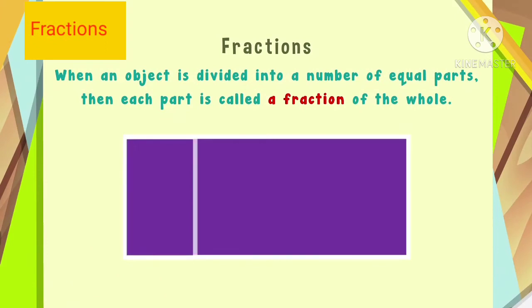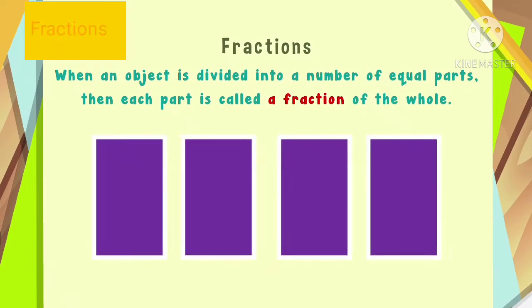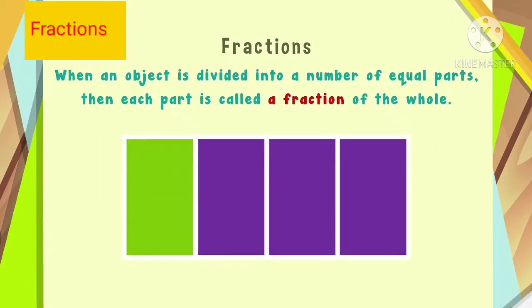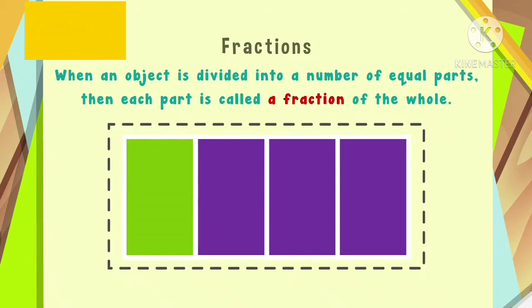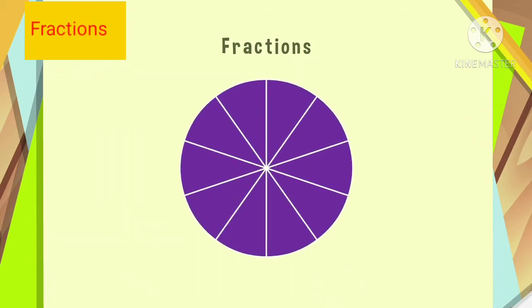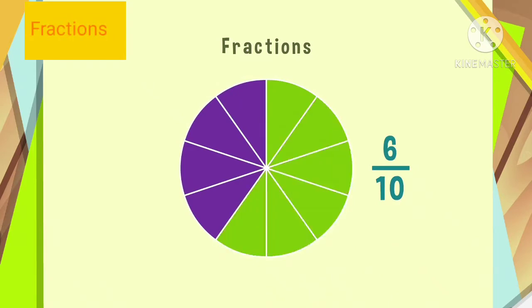When an object is divided into a number of equal parts, then each part is called a fraction of the whole. So in your case, the circle has 10 equal parts. And how many do you need? 6. There you go. 6 equal parts. Get it?